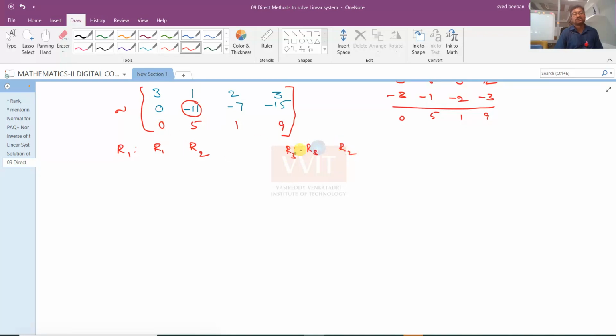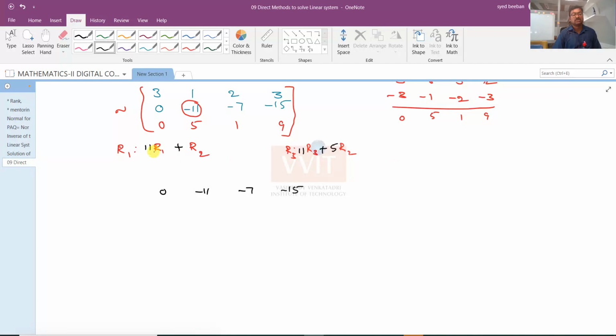Now what are the possibilities? Let me check here. Based on this, here it is minus 11. If I get 11 here, so 11R1 plus. Here it is 5, here is negative 11. Since both are relatively prime, I need to interchange the coefficients. So R3 is multiplied with 11, R2 multiplied with 5. Since both have alternate signs, then plus. So here I updated only R1 and R3. R2 will be as it is: 0, negative 11, negative 7, negative 15.